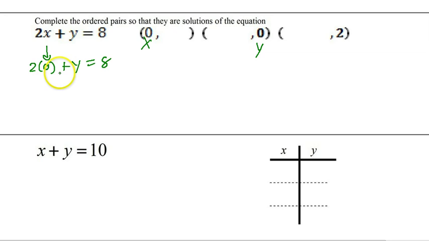Well, what is 2 times 0? It's 0. So y equals 8. Right there is our answer. 0, 8 is a solution to that. So we just created an ordered pair. Well, let's try another then.